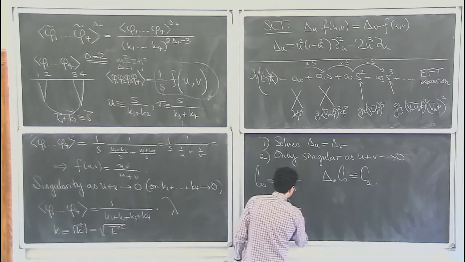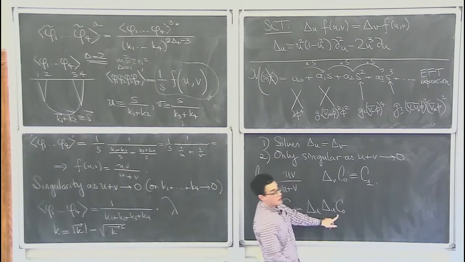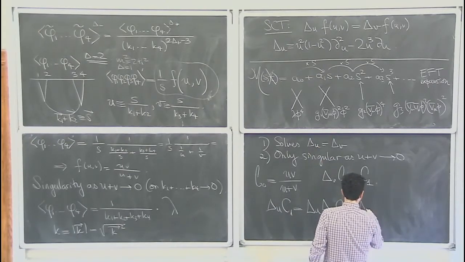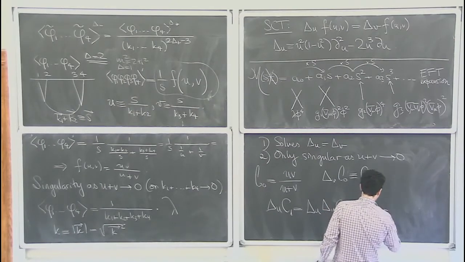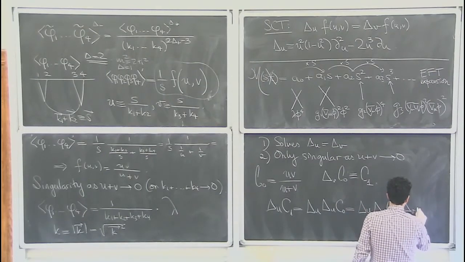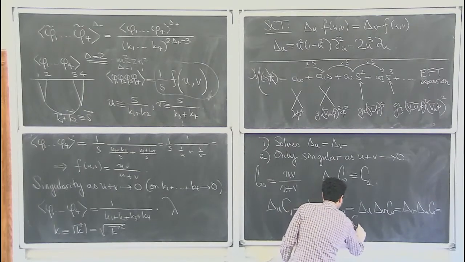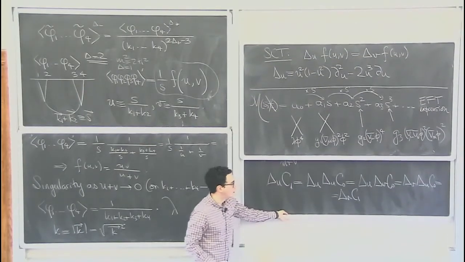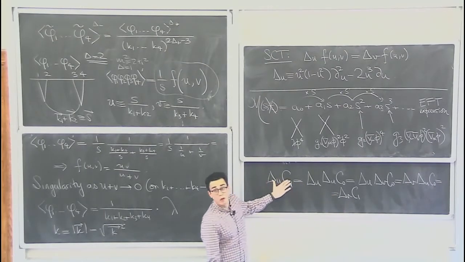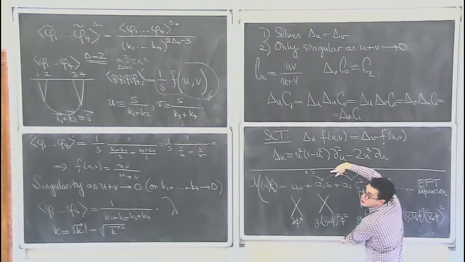Delta U C1 equals delta U delta U C0, but C0 solves the kinematical constraint, so equals delta U delta V C0. Delta U and delta V commute, so it equals delta V delta U C0, which equals delta V C1. So C1 solves the kinematical constraint. And this is a second order operator.